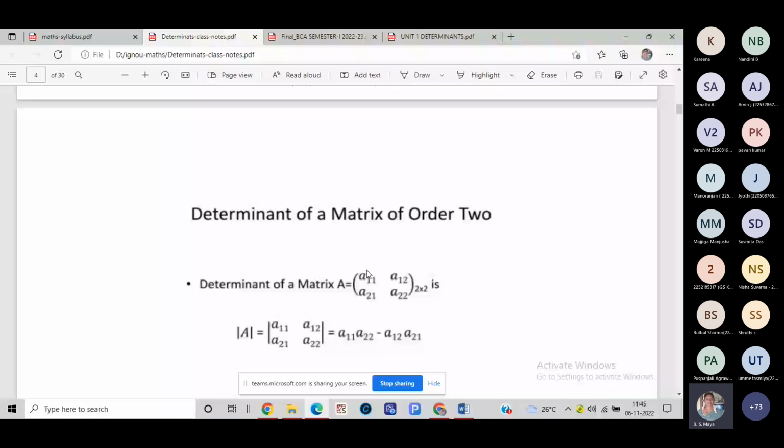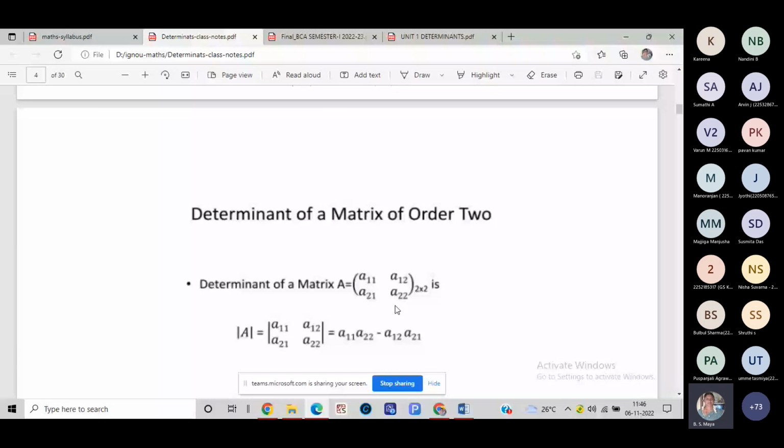What is the second element? First row and second column, a12. What is a21? Second row and first column. The fourth one is second row, second column, a22. Very good. This is the order of which matrix? Order 2. If you have order 2, how many elements are there? 4 elements. If it is order 1, we have 1.